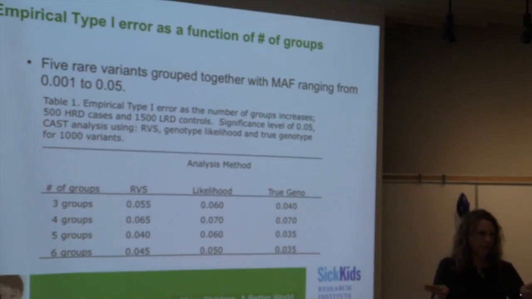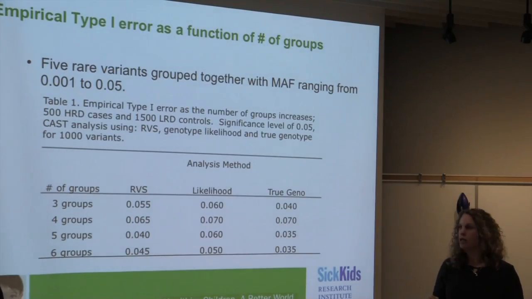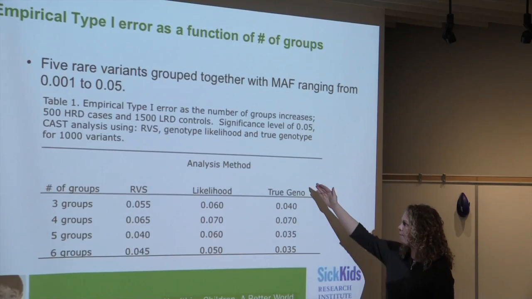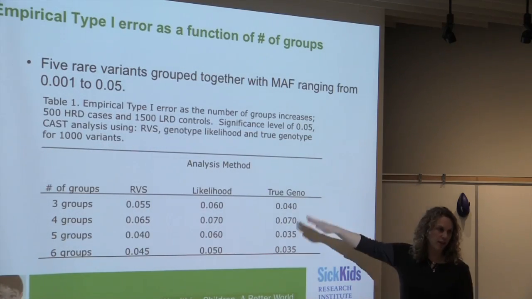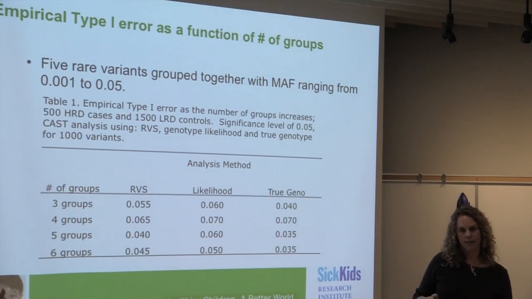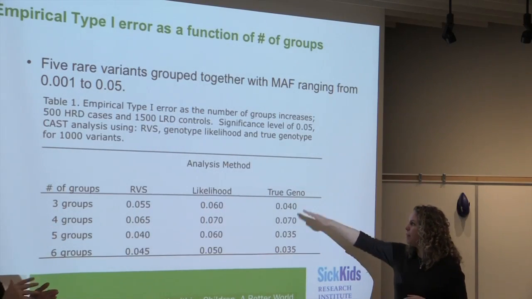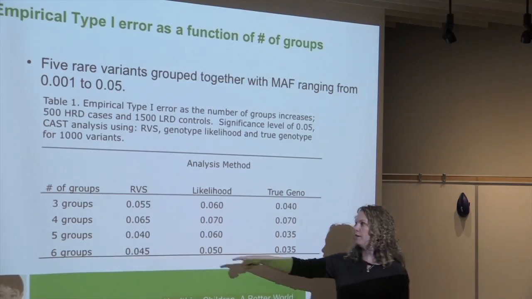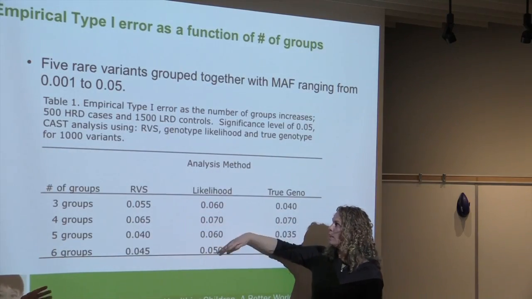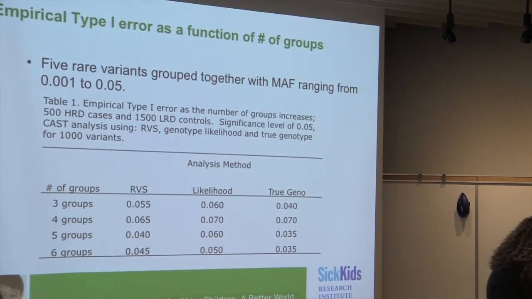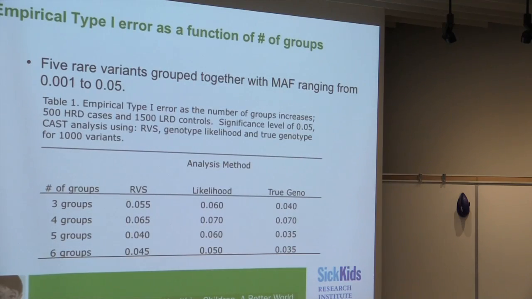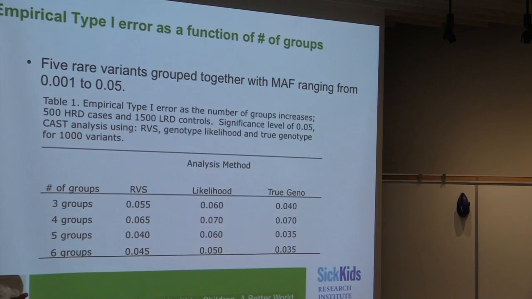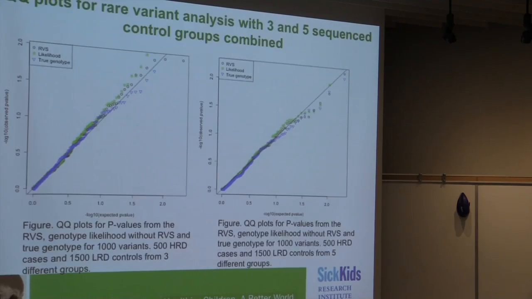We want to make sure that we don't have read depth bias, which means we don't have spurious results. So we want to be able to control the type 1 error rate below 0.05. There's some variation here because of simulation. We didn't do a ton of replicates. It gets better as we do more replicates. But you see here, of course, the true genotype is well controlled, if not a little bit conservative. RVS is well controlled, but we have some inflation here. I think the point here is that we can easily accommodate many different groups, combining many different groups using that same test statistic, which is great.